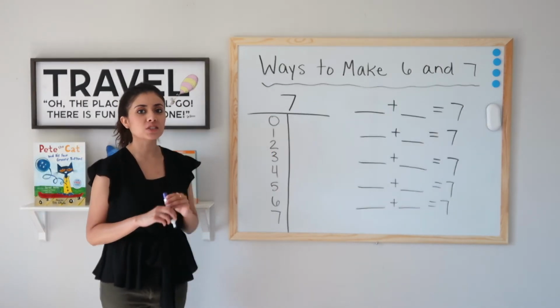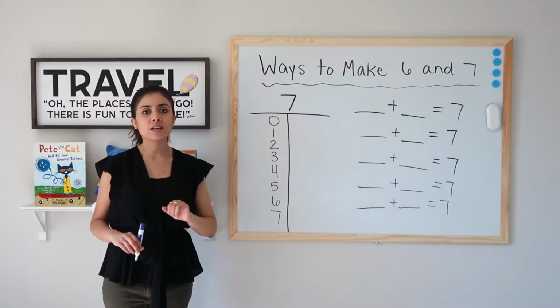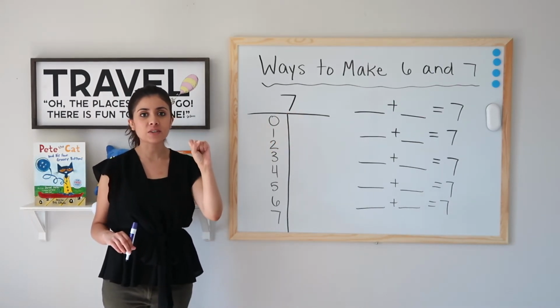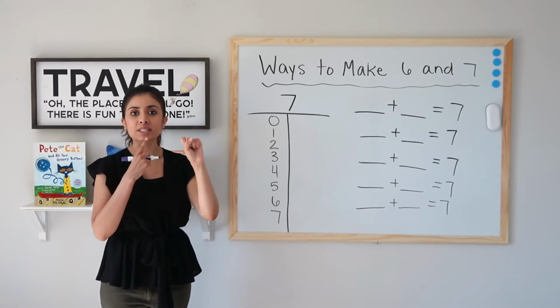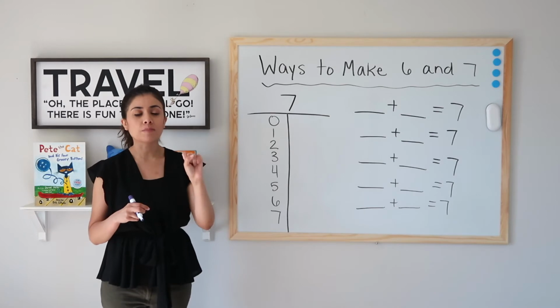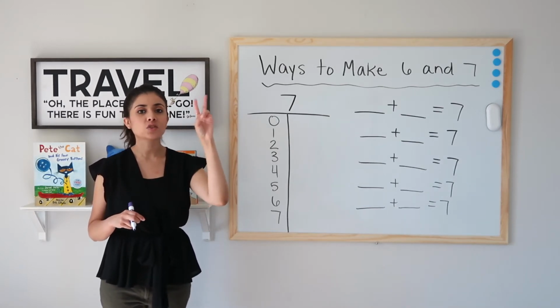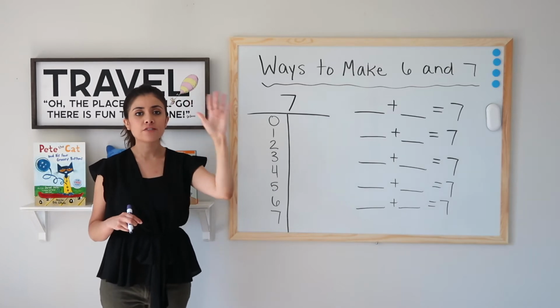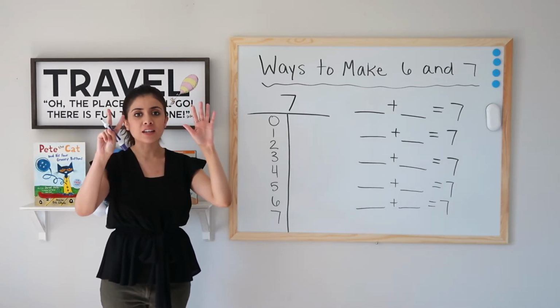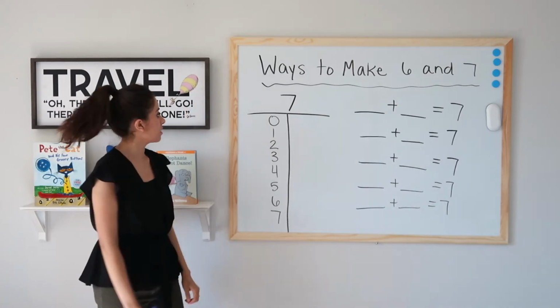Let's go ahead and get started. 0 plus what equals 7? Let's hold a fist and say 0 and count up until we say 7. Then we will see how many fingers it took to jump up to 7. Ready? 0, 1, 2, 3, 4, 5, 6, 7. 0 plus 7 is 7.